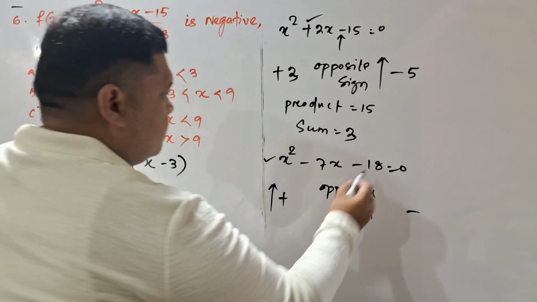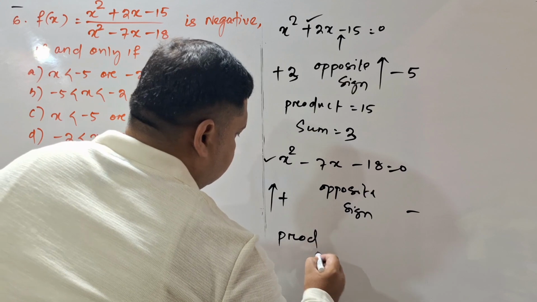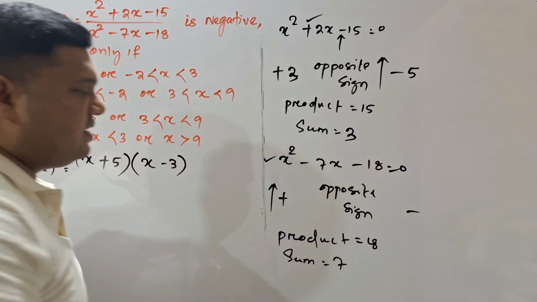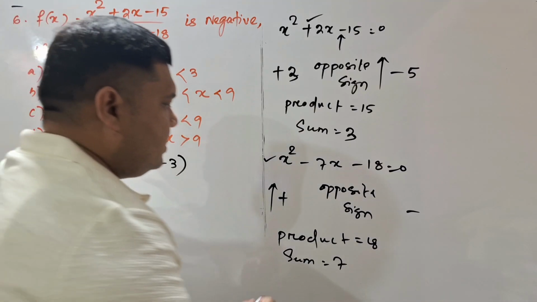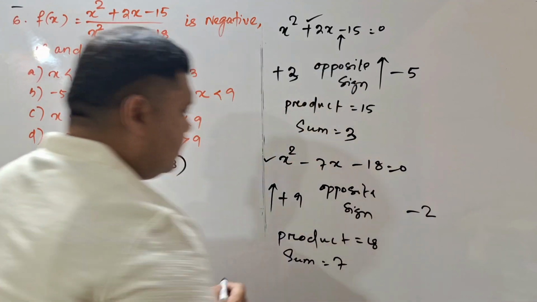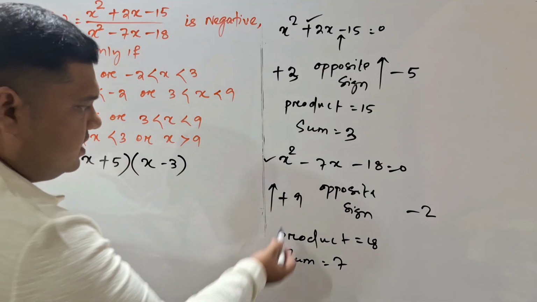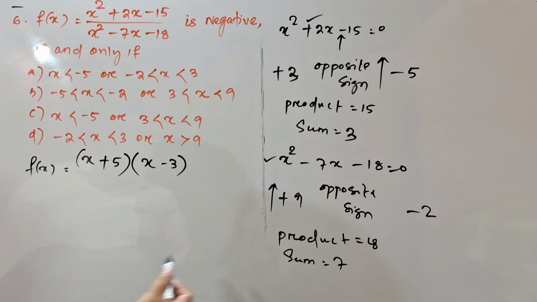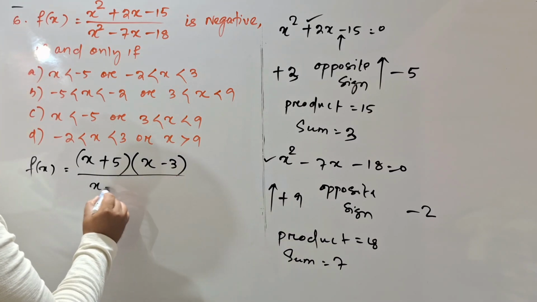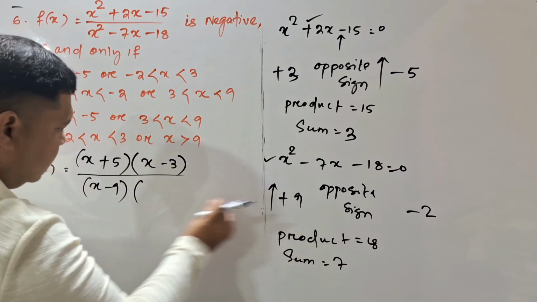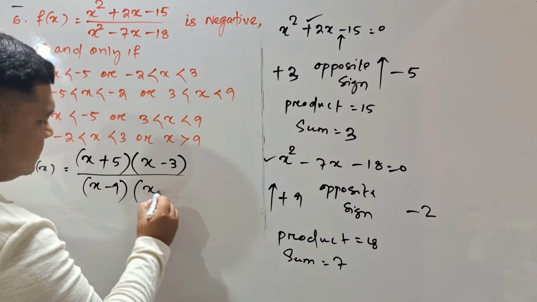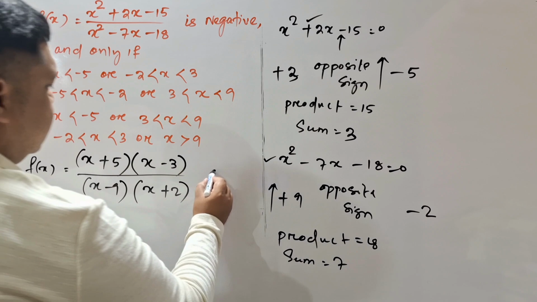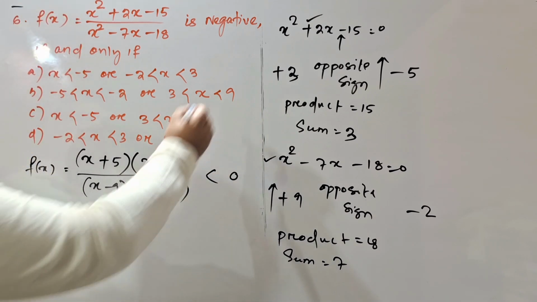Now here the product is 18 and the sum is 7. So you can say 9 and 2. Here I write 9 and here I write 2, because magnitude wise 9 is bigger. And the coefficient of x square is 1, no need to divide. So here it is divided by x minus 9. Whatever sign comes, you have to write its opposite. And this is x plus 2. Okay. So this is the function, and it is negative, less than 0. Clear? Negative is given.